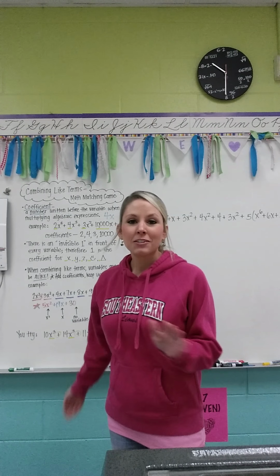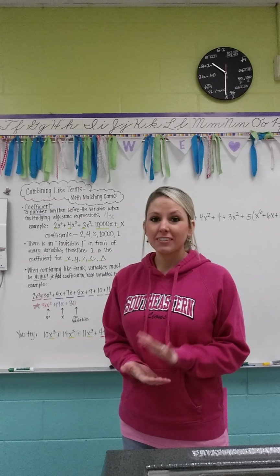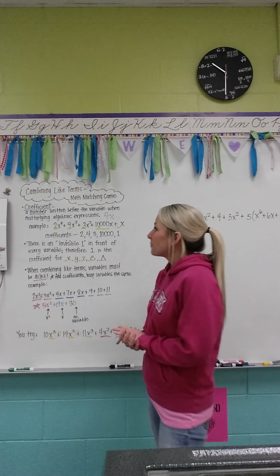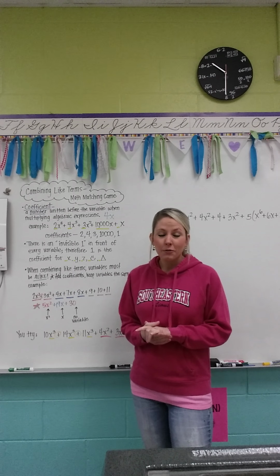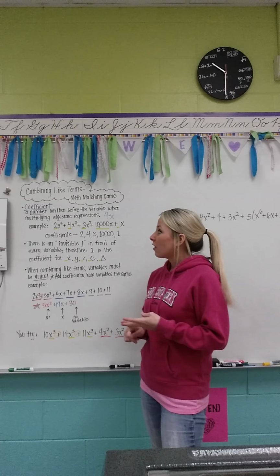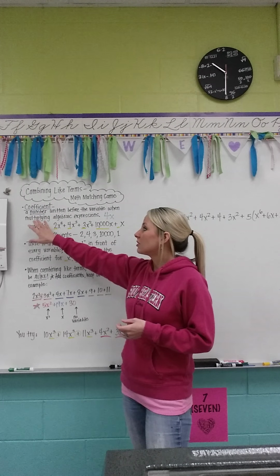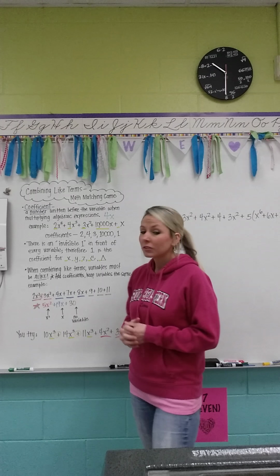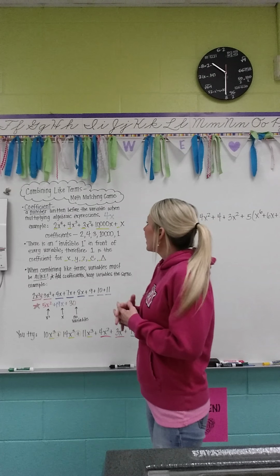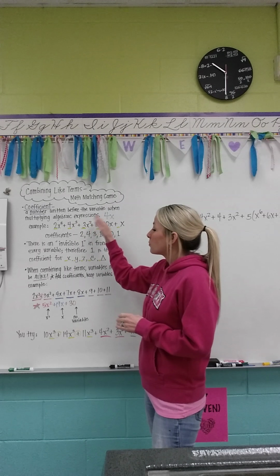Hey! Today I'm going to be talking about combining like terms. This is used in algebra and I call it the math matching game. There are two words that you really need to know what they mean. A variable is a letter or a symbol that represents a number, and also coefficient. Coefficient is a number written before the variable. Coefficient is a number, not a variable, it's before the variable, and it's when you're multiplying an algebraic expression.